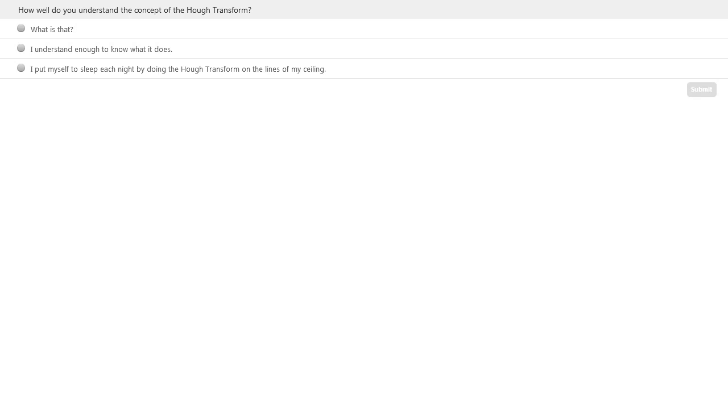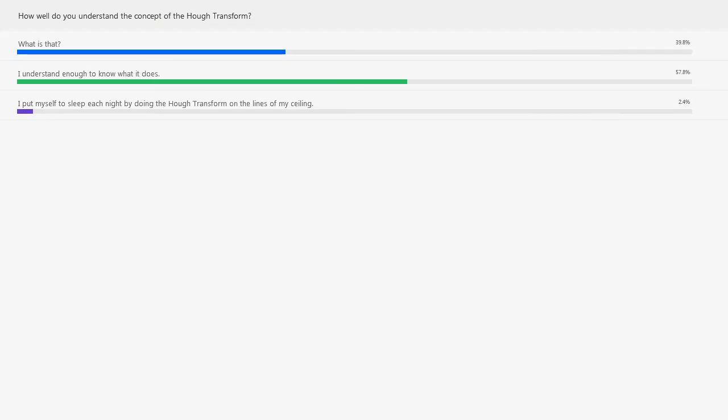I would say that I would put myself in the category of between the two. I understand it enough in staring at my ceiling tiles. The Hough transform in general is not an easy concept to understand because of what it's doing and how it's bouncing back and forth. So here's our answers, and again, it's pretty much what I expected.